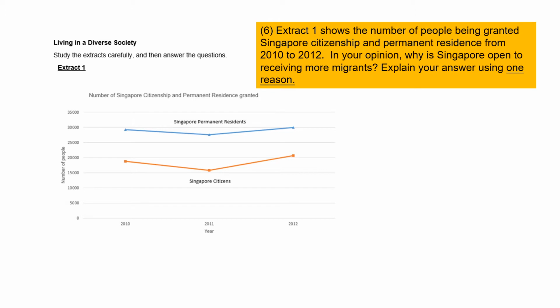Now let's take a look at Extract 1. You can see that this is a graph, and the number of Singapore permanent residents is very high. So you can take a look at the question. They're asking you, in your opinion, why is Singapore open to receiving more migrants? Why are we accepting a lot more migrants? Now, this is what we call a reason or a consequence kind of question, mostly reason.